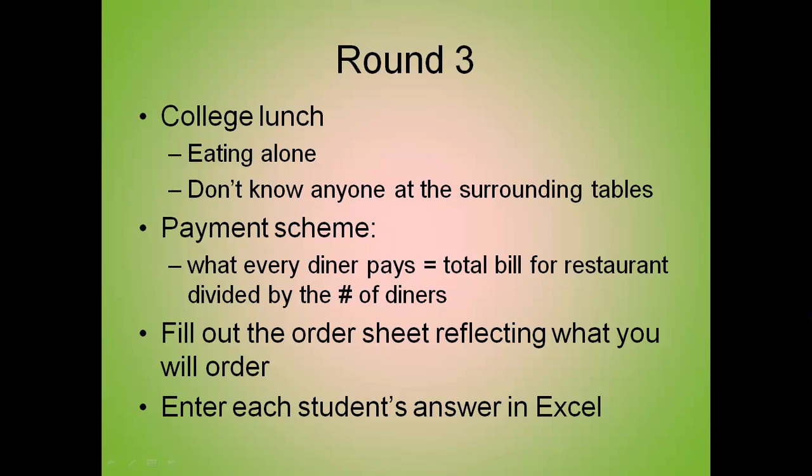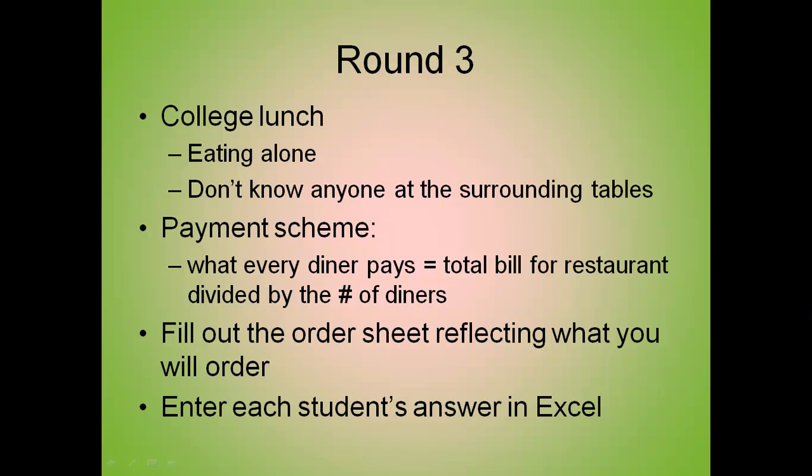This time, it is called college lunch. They are eating alone, just like they were in round 1. I tell them, as they look around the nearby tables, that they don't see anyone they know. However, all 4,000 students from the college will eat lunch here today. How much each student will pay for lunch will depend on what they collectively order.